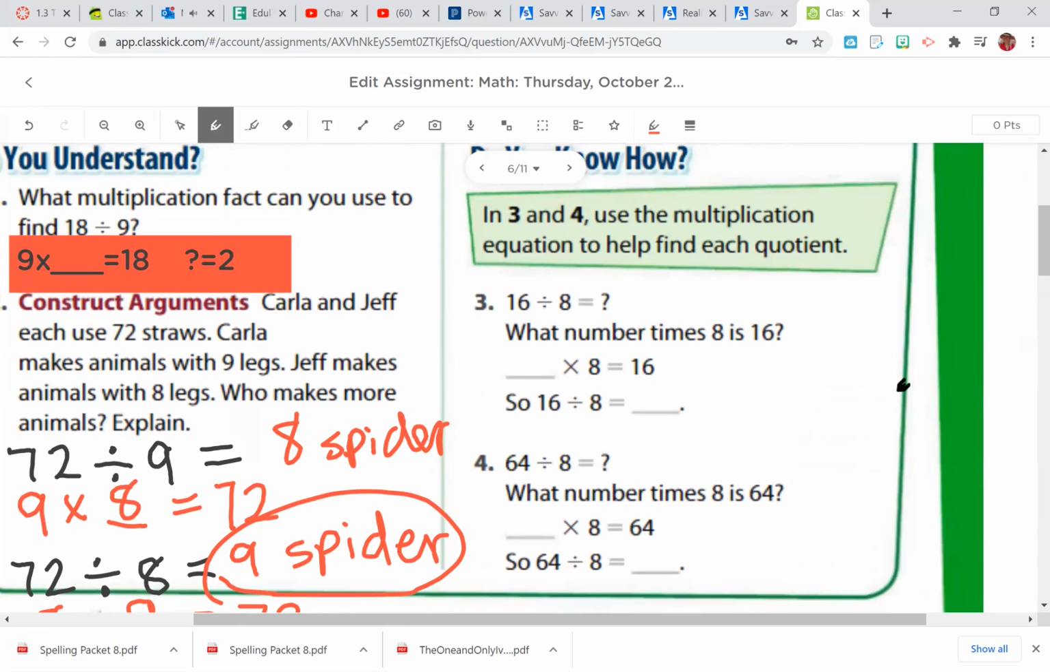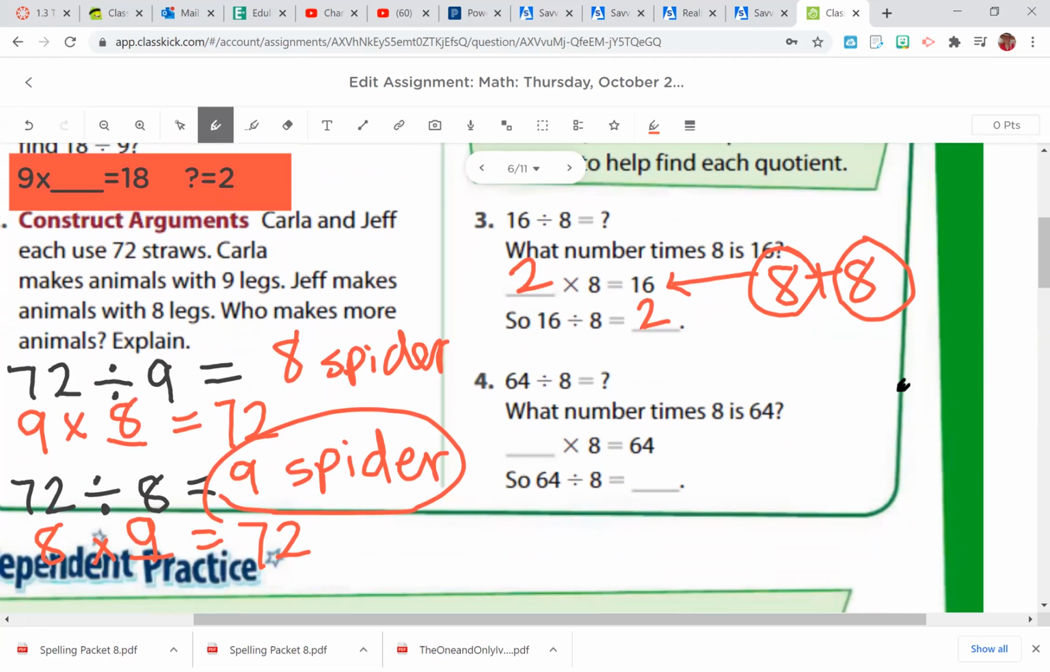In the second part, 16 divided by 8 equals what? And they wrote out the multiplication problem for you, putting the total at the end. What times 8 equals 16? You can add 8 until you get to 16. So 8 plus 8 more. Oh, that's 16. I have 1, 2. 2 times I added 8 to get 16. That means that 16 divided by 8 is 2.